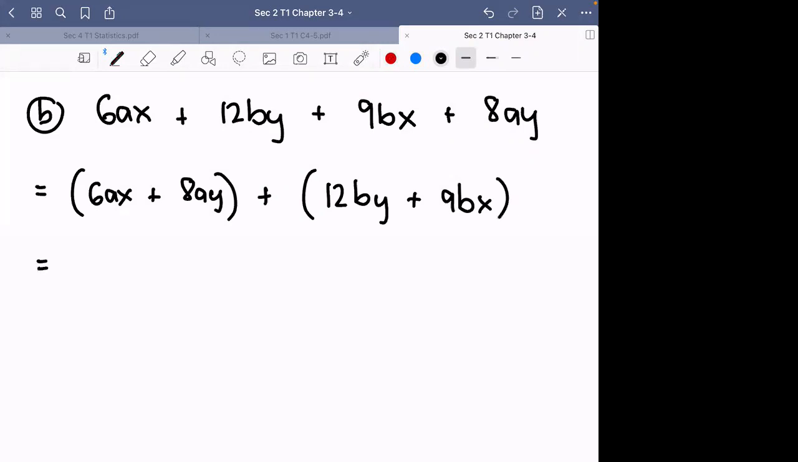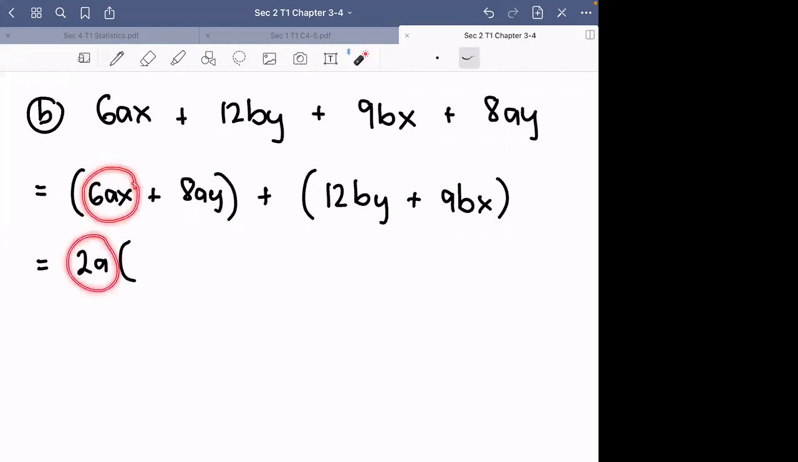The next step is to look at the first group and look for a common factor. Since we have numbers, what's the HCF of 6 and 8? 2. And then how about the variables? Do we have a common variable, which is a? Right, a. So 2a, then x plus y. So what do you get?